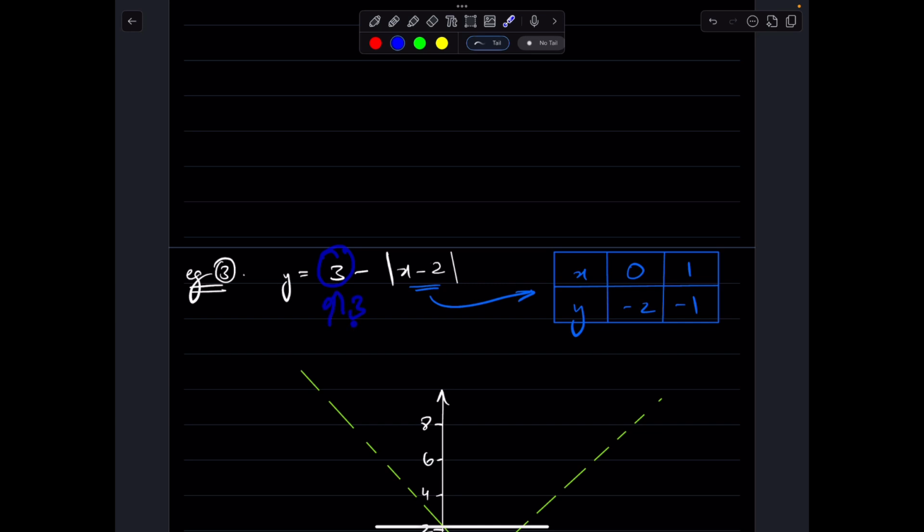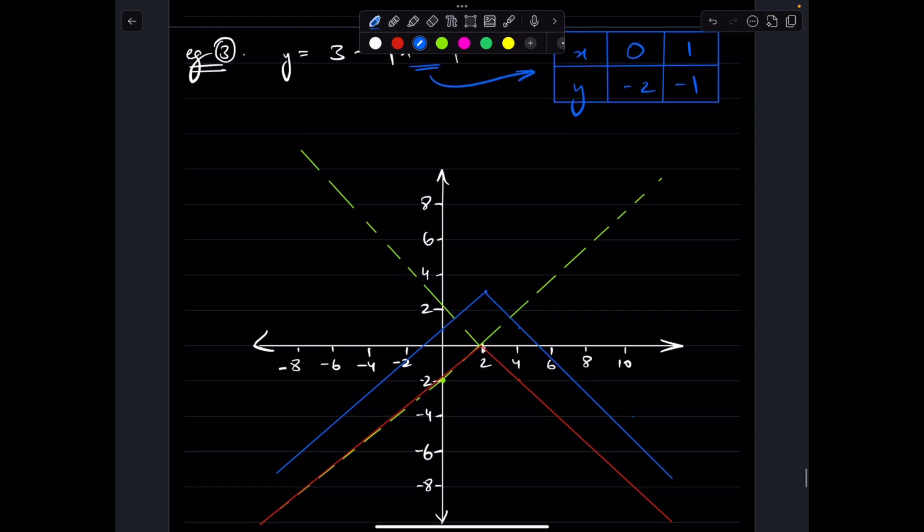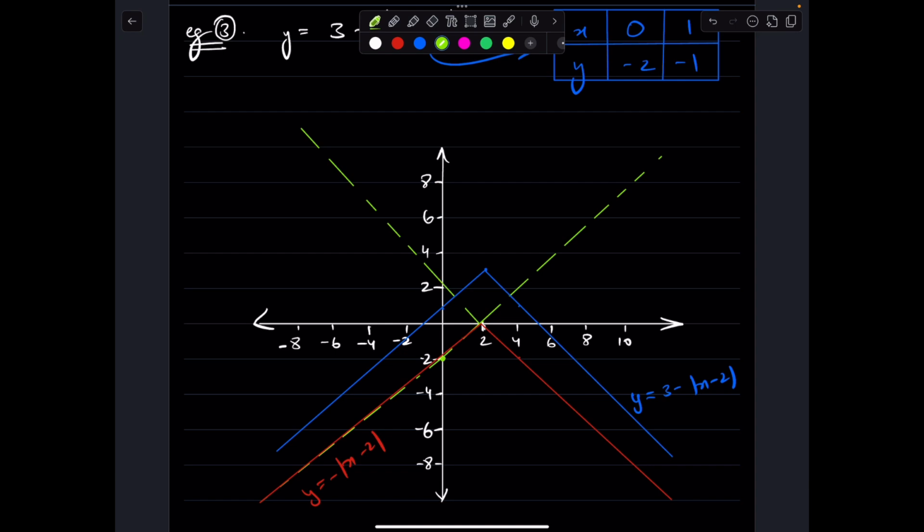And then finally shift this graph vertically, three spaces vertically upwards. And we all studied translations in AS. The final graph would look something like this. This and this. And finally label all the graphs. The graph in red is of y equals minus modulus of x minus 2. And the graph in yellow is of y equals modulus of x.